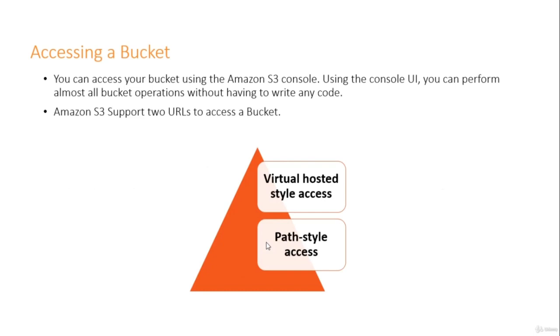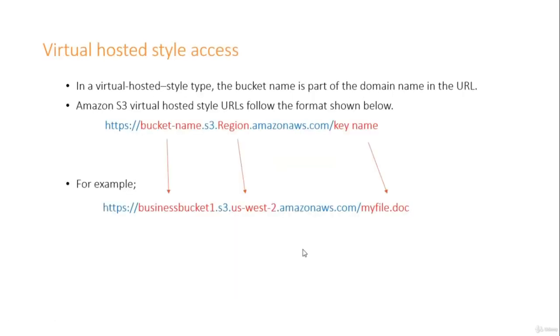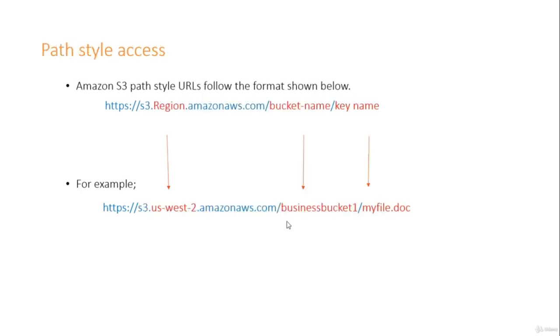Accessing a bucket. We can access the bucket using the S3 console UI with two types of URLs. One is virtual hosted style access and the other is path style access. Let's see both. In a virtual hosted style URL, we need to specify the bucket name followed by the S3 service and region name. But here the region name is optional. Path style access. In a path style URL, we mention the region name at first, followed by the S3 service, and the bucket name is mentioned at the end.